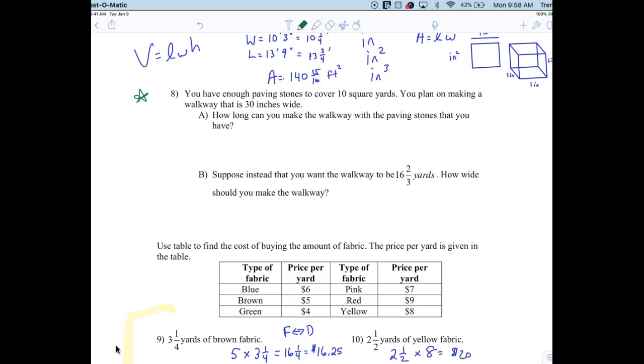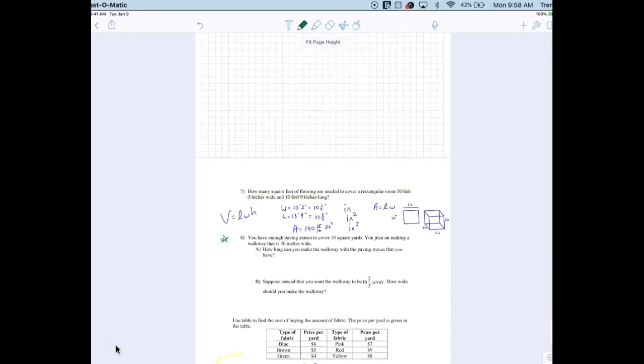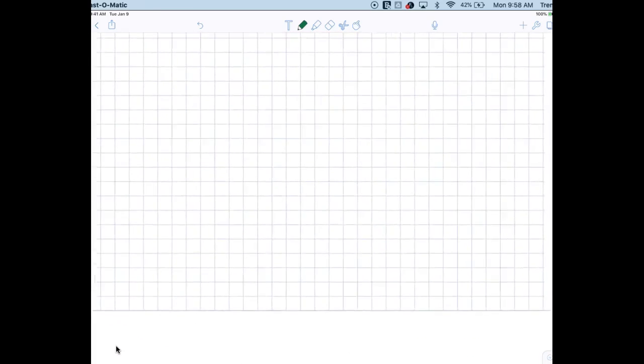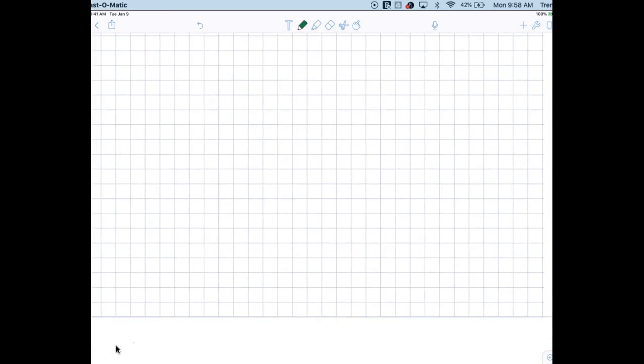Okay, so here's what I want to show you guys. Generally, I'm going to go up here because I have graphs. What I'm going to do is represent 10 square yards. So I'm going to draw something. Actually, I'm going to try to show you what I mean by drawing 10 square yards.